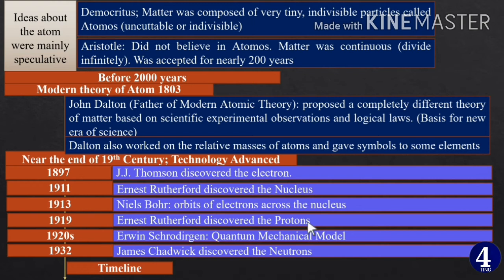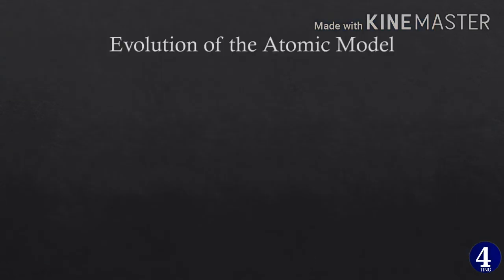We have a proton, which is positively charged, and we have neutrons, which are non-charged. Okay, so it means that they are neutral. All right. So let's see step by step how the model of an atom developed.